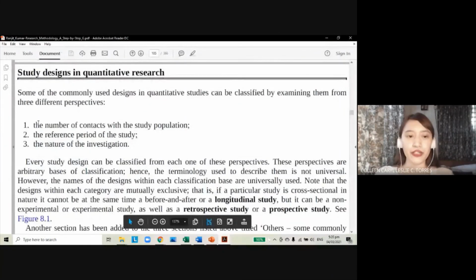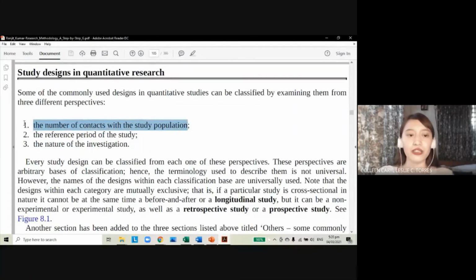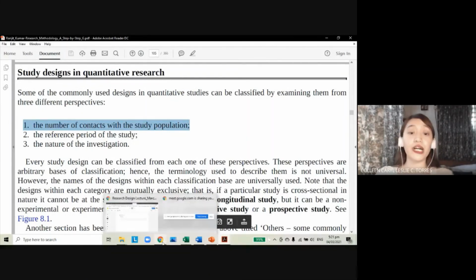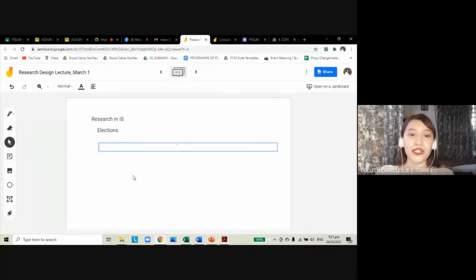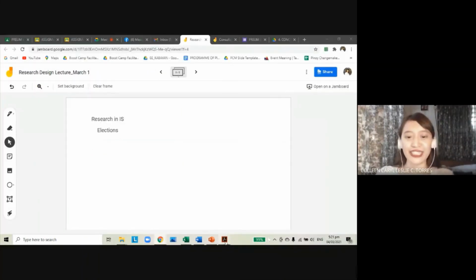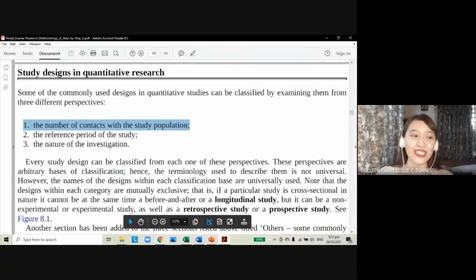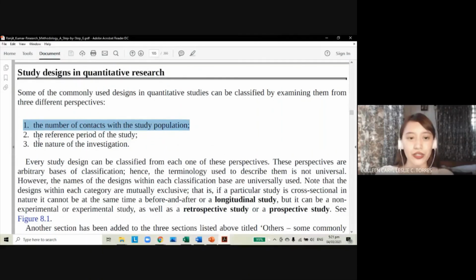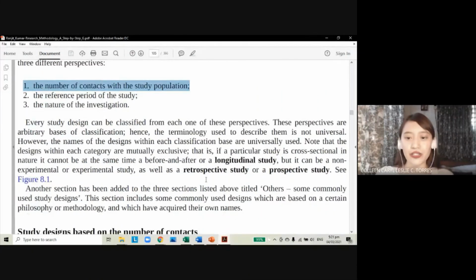the number of contacts with the study population, basically this group of research designs relates to how often you will survey your respondents, all right? So with that, in this example, I'll just park that idea there. Let's just continue with this. And here, all right. So now let's look through.